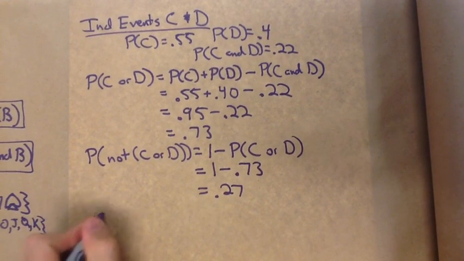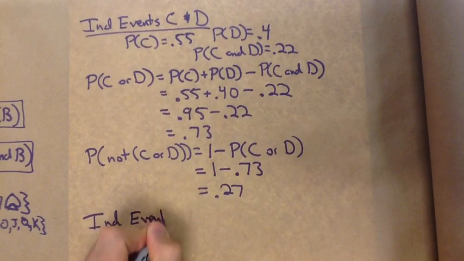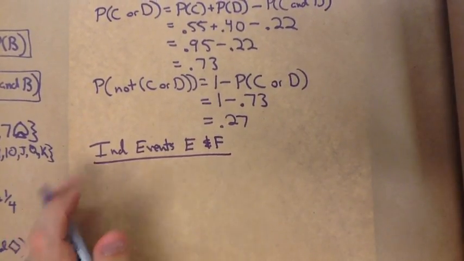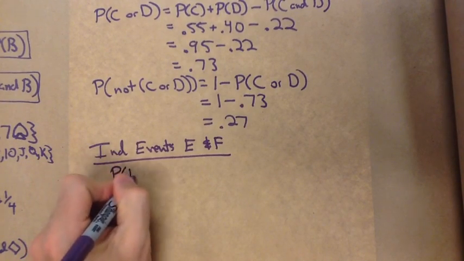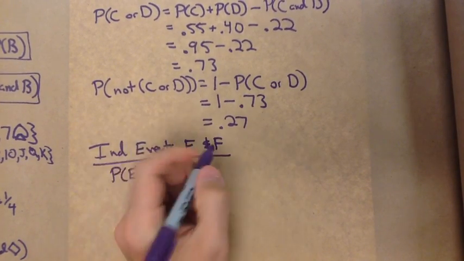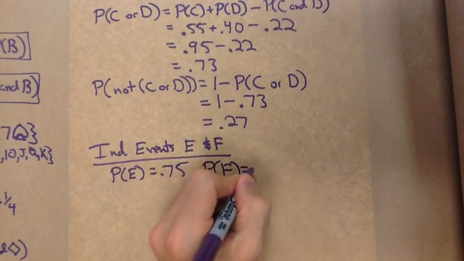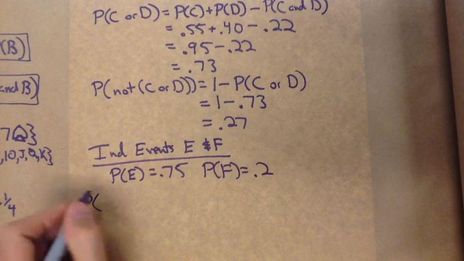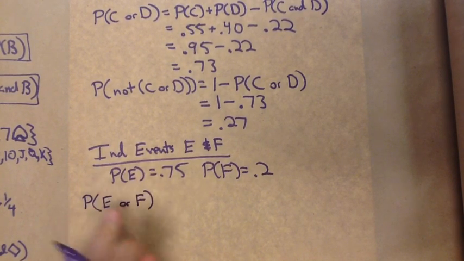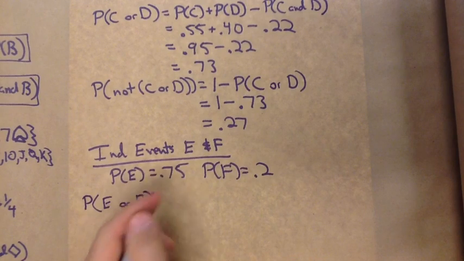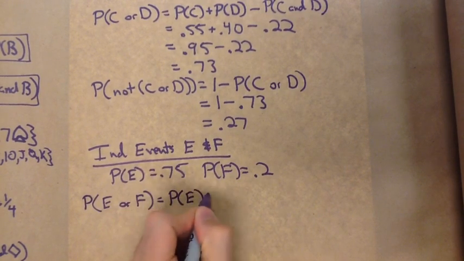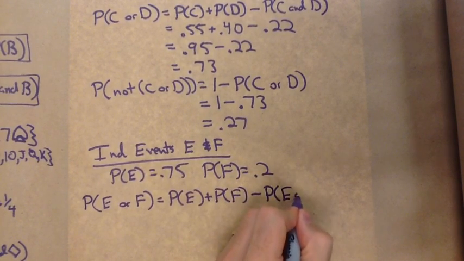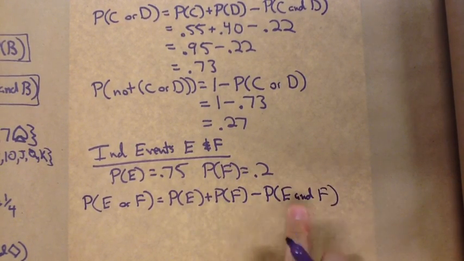Okay, well, what if I had independent events E and F? And now this time, what I know about E and F is that the probability of E is 0.75, and the probability of F is 0.2. So if I'm going to figure out the probability of E or F, I first have to do a little bit of work, because I know this is the probability of E plus the probability of F minus the probability of E and F. But I don't know this yet.